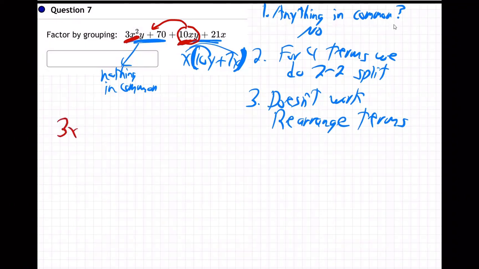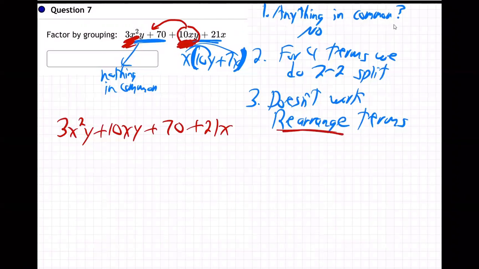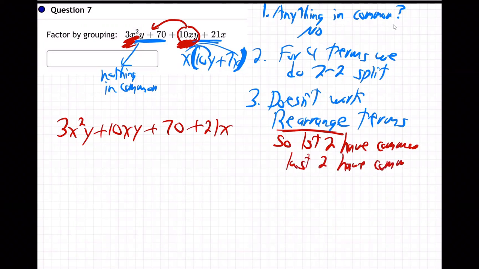So I'm going to put 3x squared y plus 10xy, and then I'll switch it with the 70. You see that? It's better to put these 2 together. Why? Because they both have the y. So I needed to rearrange. So the first 2 have something in common, and the last 2 also have stuff in common, right? You've got to make it so the first 2 and the last 2 have stuff in common.